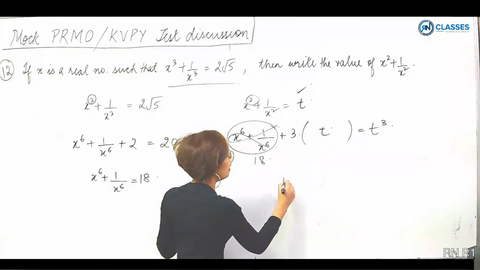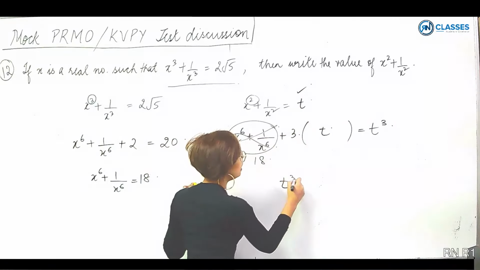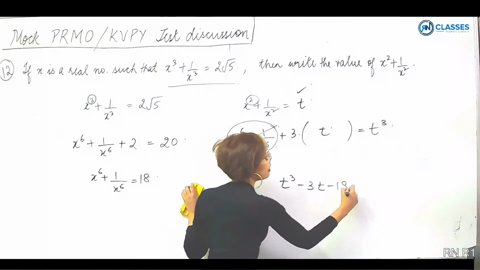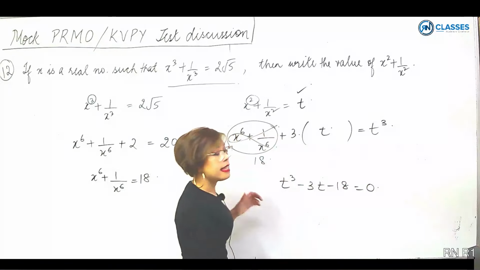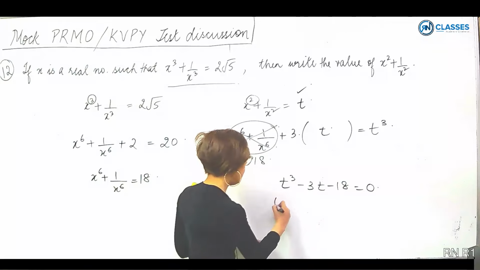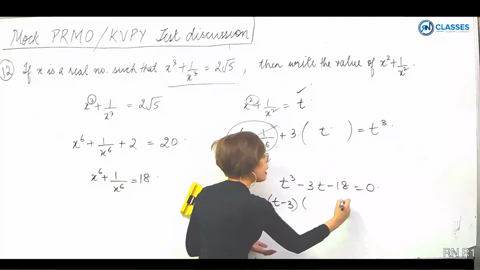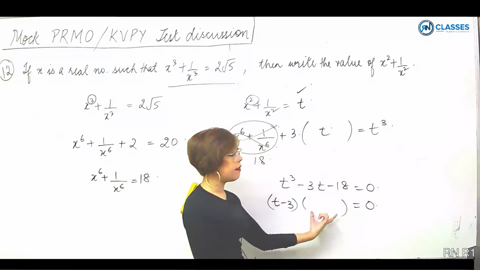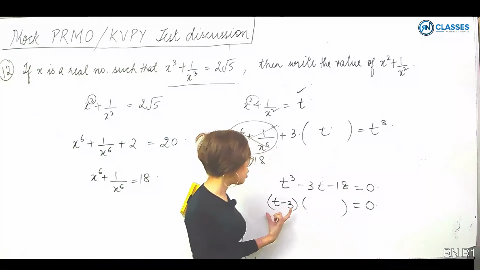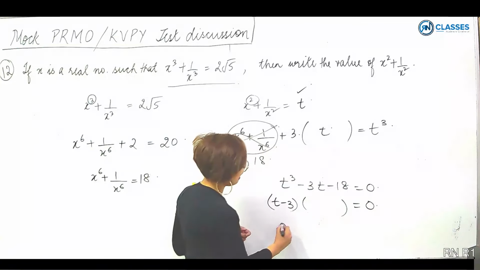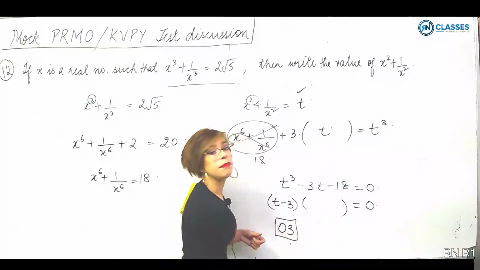So I can see this is a cubic in t. So t cube minus 3t minus 18 equal to 0. I can see that one of the roots is 3 easily, so t minus 3 is a factor. You can write the second quadratic factor, but that will not give you any real solutions. So just one real solution, which is 3. That is why the answer is 3.